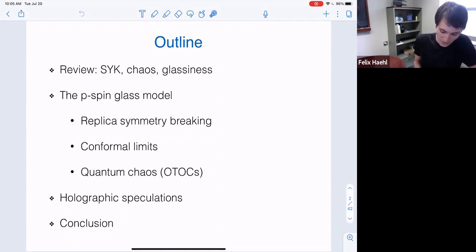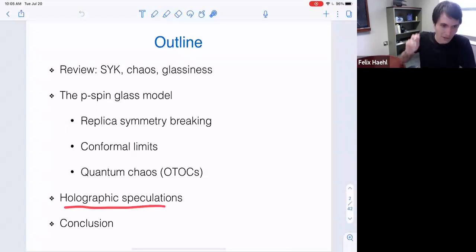And as one signature of gravity, I'm going to discuss quantum chaos, which will be signified by 4-point functions. And in the end, I'll be more specific about what a holographic description might look like.